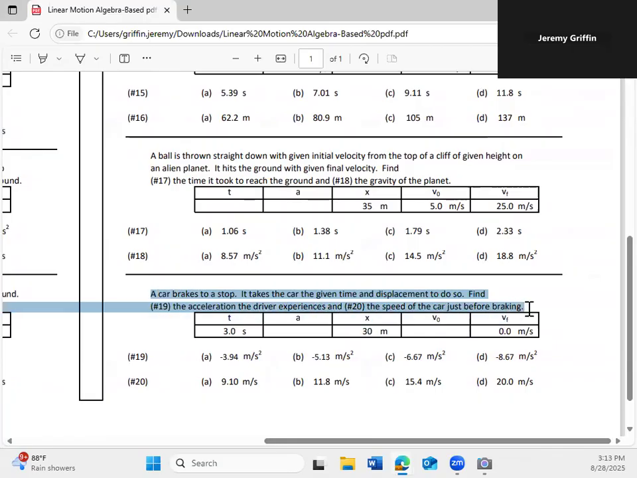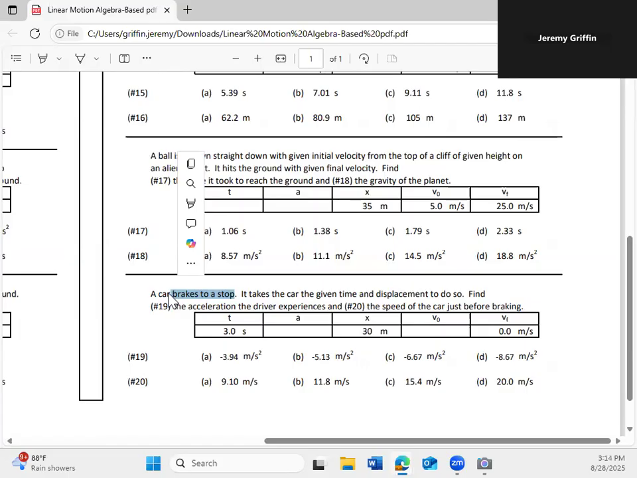Car brakes to a stop. Okay. It takes the given time and displacement for the car to come to a stop, find the acceleration that the driver experiences, and the speed of the car before braking. So if you look at this table, I explicitly typed out the numbers you know. Right? Because when you see brakes to a stop, that by itself tells you a kinematic value. What does that mean? That means what is equal to what?